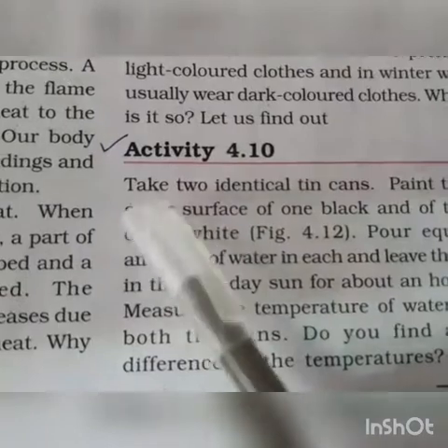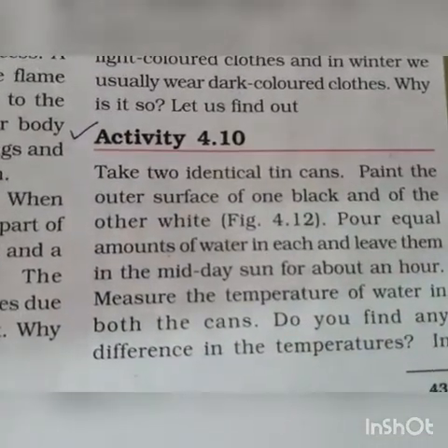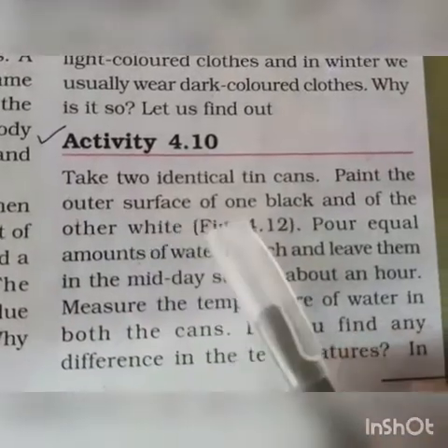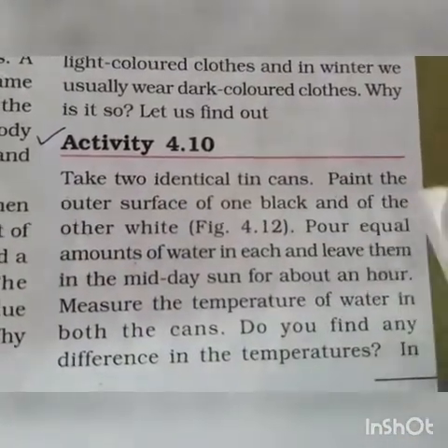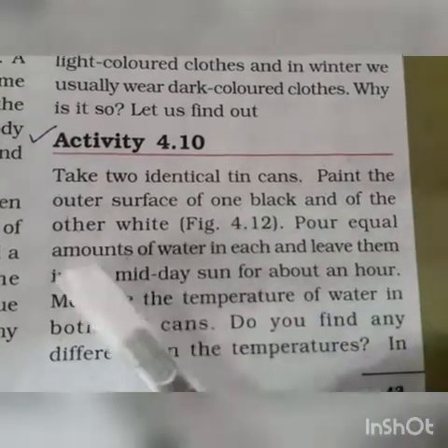Now this is your activity number 4.10, which is on page number 43 only. Take two identical tin cans, paint the outer surface of one black and of the other white.